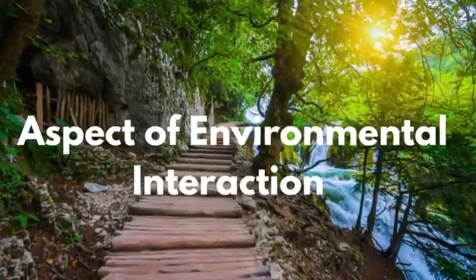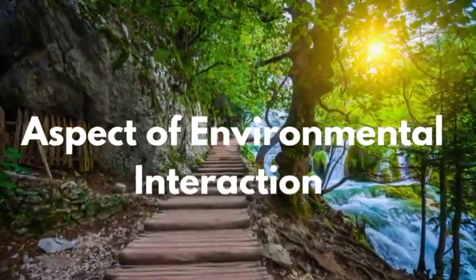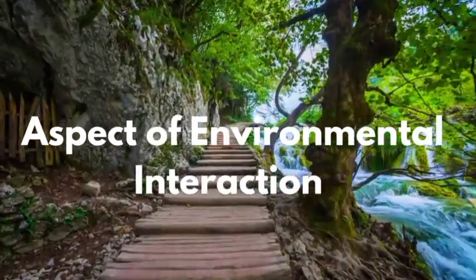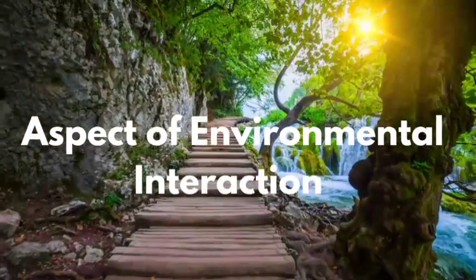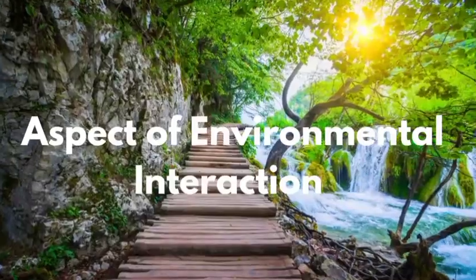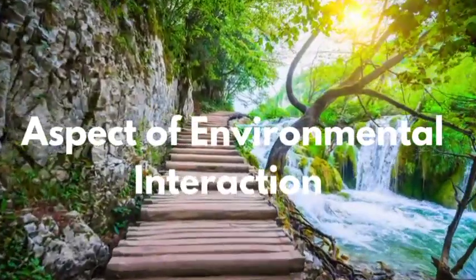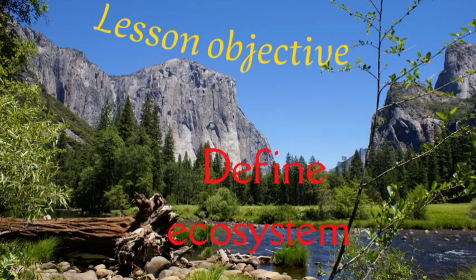Today, we will be looking at another interesting aspect of environmental interaction. In our previous lesson, we discussed desert vegetation and its types. We also looked at the factors affecting its distribution and the economic values of desert vegetation. So, in this lesson, we're looking at various objectives.